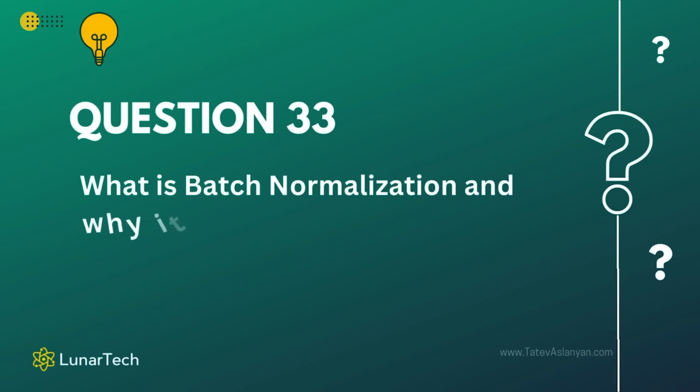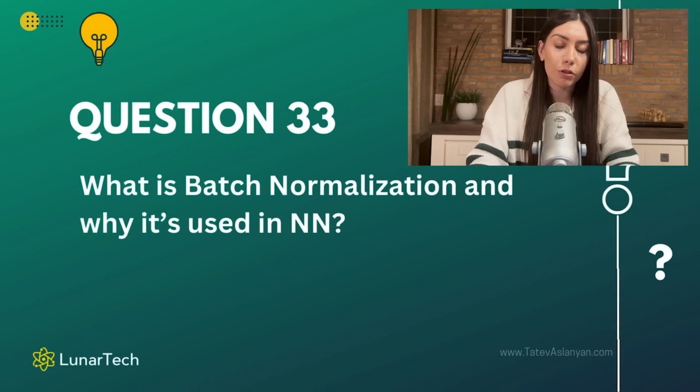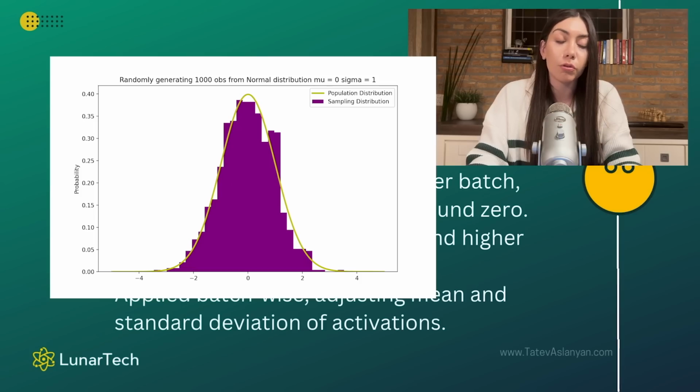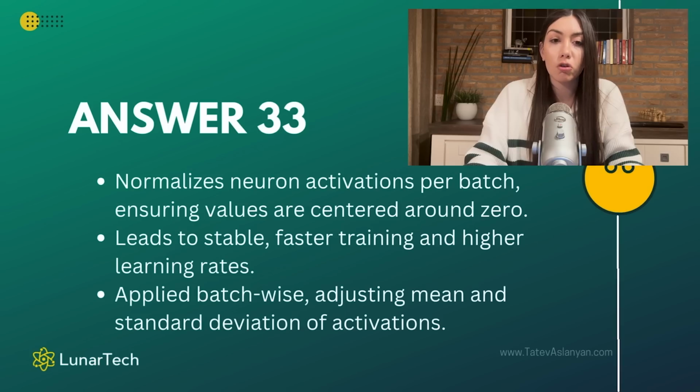The next question is, what is batch normalization and why is it used in neural networks? To understand this concept, you need to know what a normal distribution is. The standard normal distribution is a probability distribution function that has a mean equal to 0 and a variance equal to 1. And what batch normalization does is that it normalizes the activations per batch. Hence the name batch normalization.